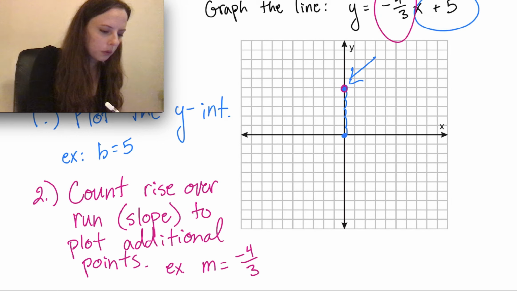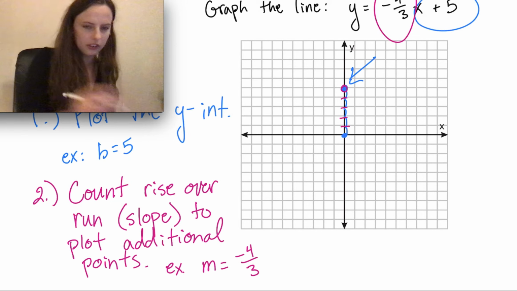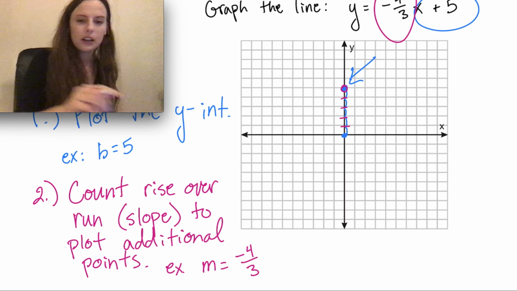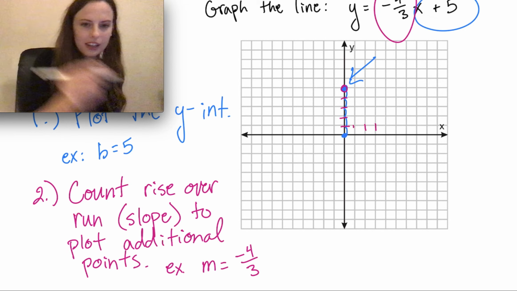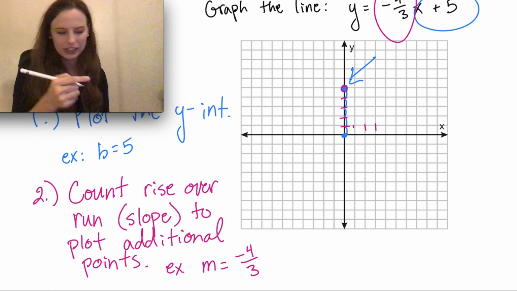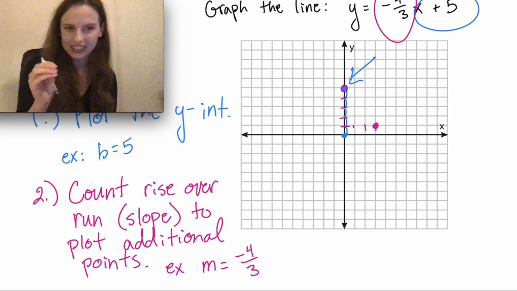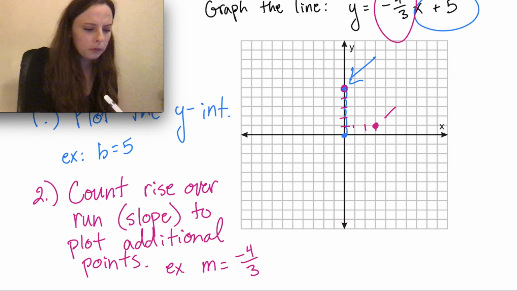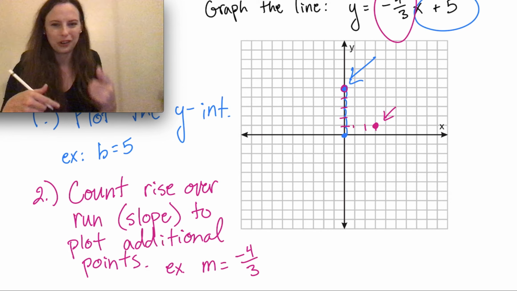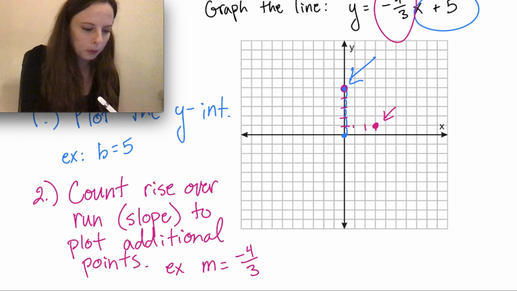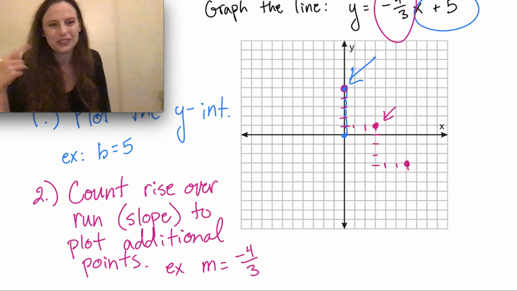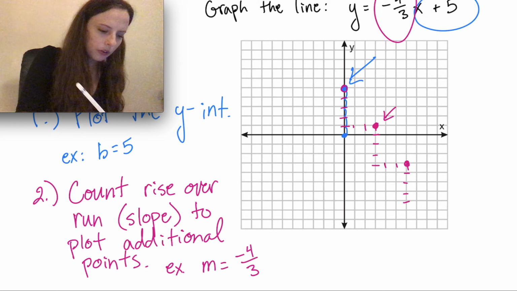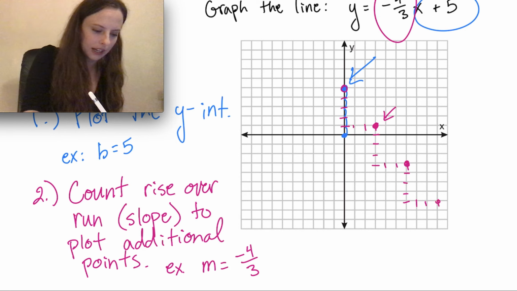So let's go down 1, 2, 3, 4. That was our rise, but we're going down. And then over 3. So that's our run: 1, 2, 3. Once I've gone down 4 and over 3, I'm going to stop and make a point. Now this new point is my new anchor, and I'm going to go through that process again. From that new anchor point, go down 1, 2, 3, 4, and then over 1, 2, 3, and make a new point, and then we do it all over again. 1, 2, 3, 4, 1, 2, 3, make a point.